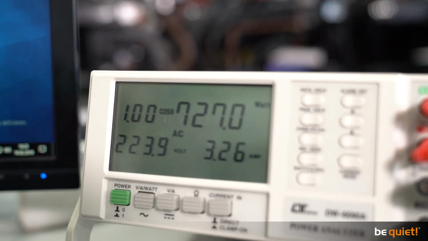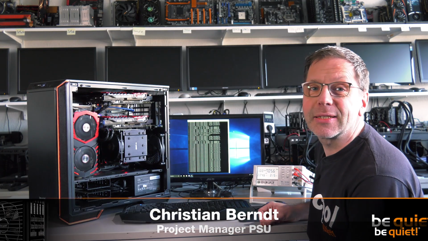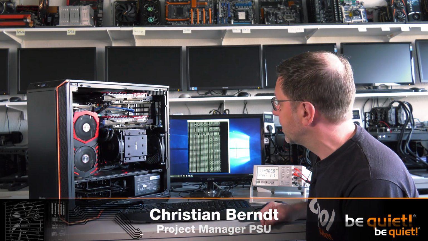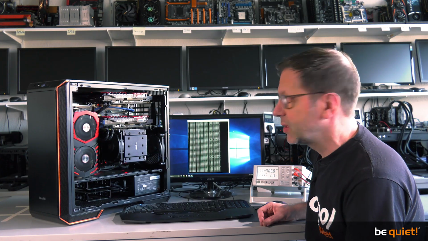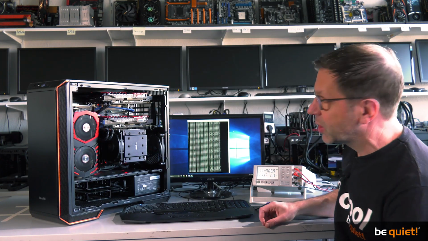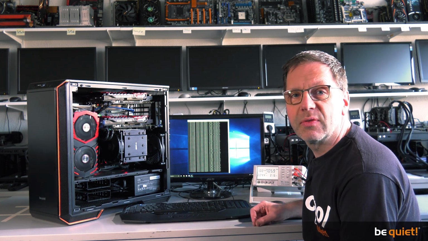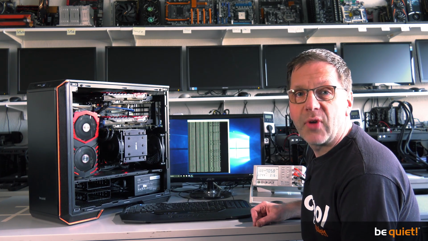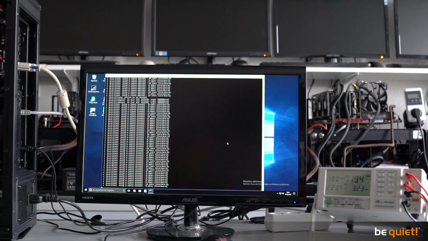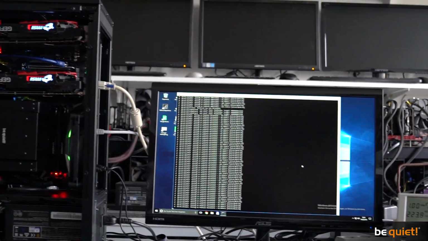How is that possible? I knew that our Straight Power 11 could handle the task. The system pulls about 700 watts of power and delivers about 640 of them to the system on the secondary. The main power consumption from the graphics cards is being delivered by the important 12-volt rails, which is not a problem for the Straight Power 11, as it's capable of delivering 100% of the full 750 watts over the 12-volt rails.